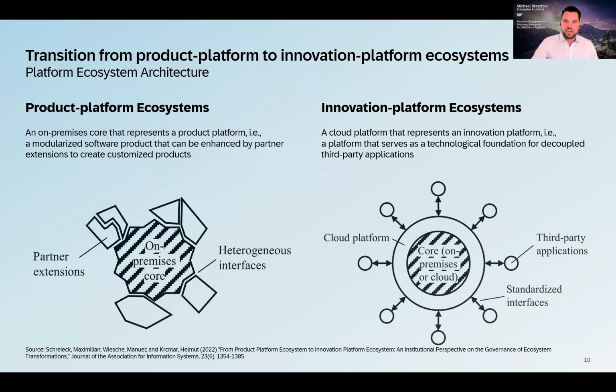Product platform ecosystems are like complex mechanical devices. Again, everything connects directly to the core, creating tight coupling and integration challenges. Innovation platform ecosystems, in turn, on the right, are like standardized electrical grids. They provide stable foundation services that enable independent applications to connect and operate. And enterprise architecture, again, enables this transition by defining the standardized interfaces and governance frameworks needed for this loose coupling.